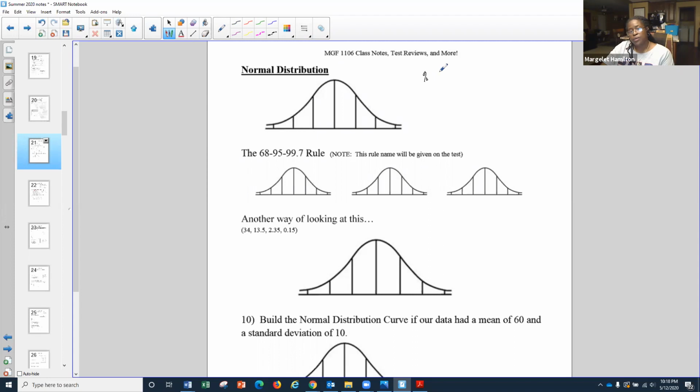So the percent of the population is the area under the curve in decimal form.